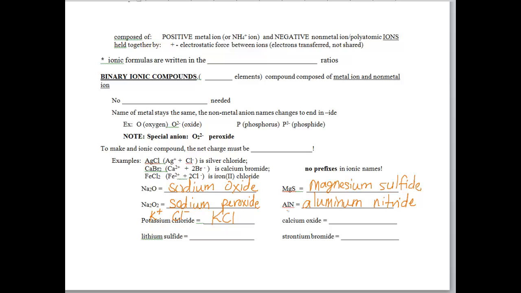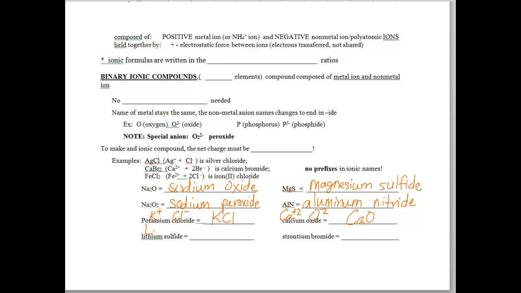Calcium, find it on the periodic table. It's in group 2. Since it's in group 2, that's how I know it's a +2. Oxygen is over there with a -2. So +2, -2, what happens to your charges? They balance out. You have calcium oxide.